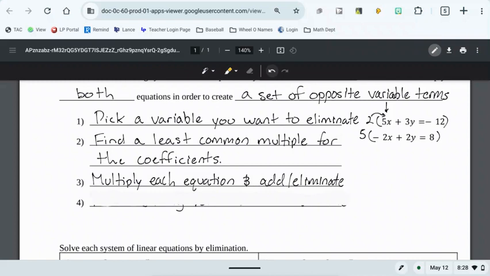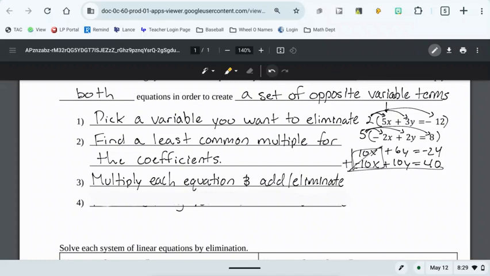So that's 2 times 5 is 10x. Then we get 6y equals -24. Now we multiply 5 times -2 is -10x. So we are opposite now. 10y, and we get +40. Now that we have our opposites, let's go ahead and add.